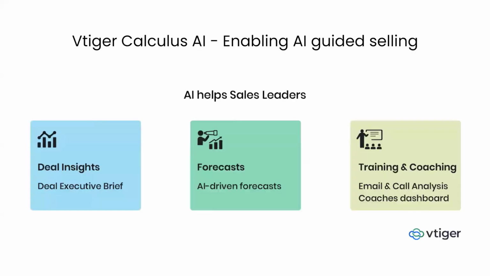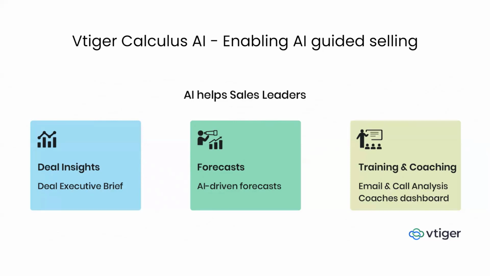Now I only have one more feature to cover before I finish off this webinar, and that feature is going to be Vtiger Calculus AI, which is the newest feature within Vtiger CRM, which is artificial intelligence guided selling. And especially on the sales side, it comes with 3 specific features within it that I think you might find useful. The first is the deal executive brief.